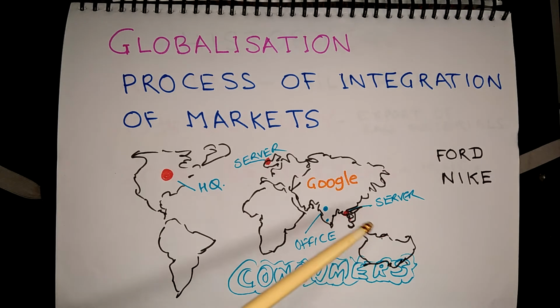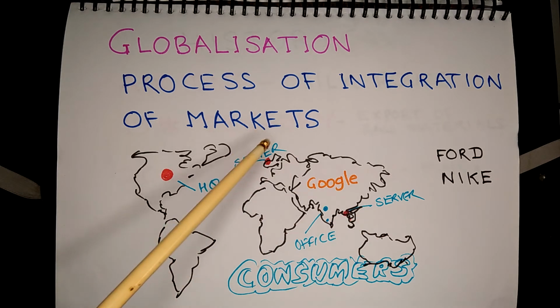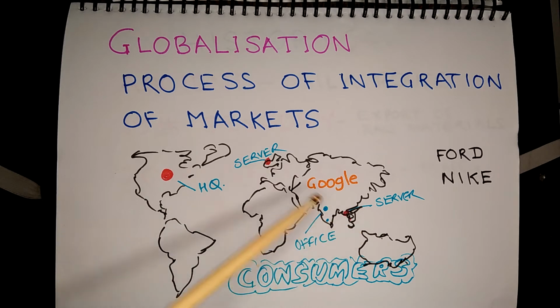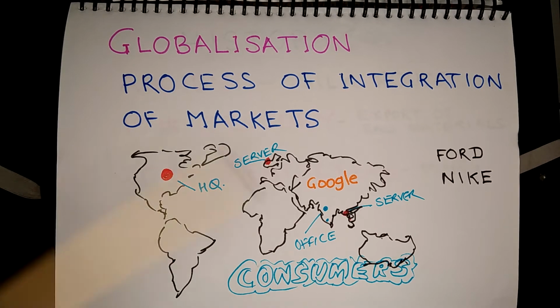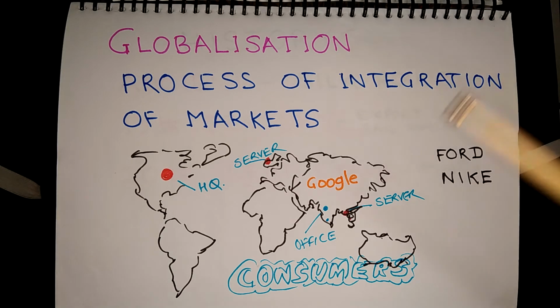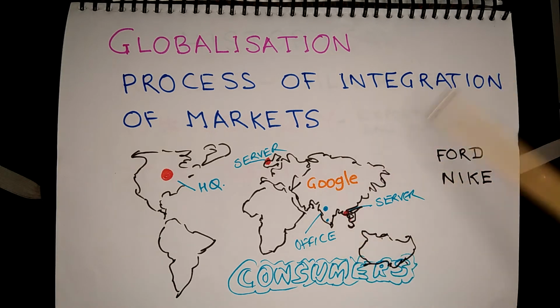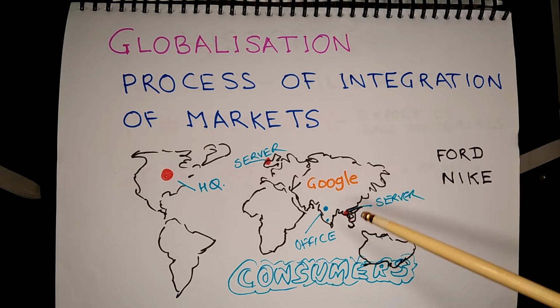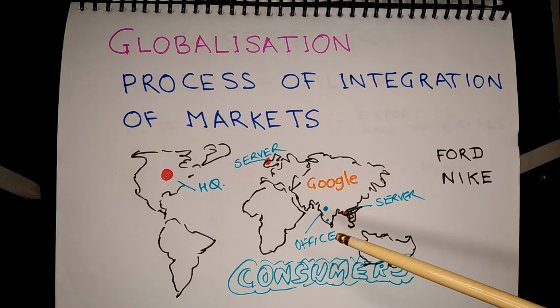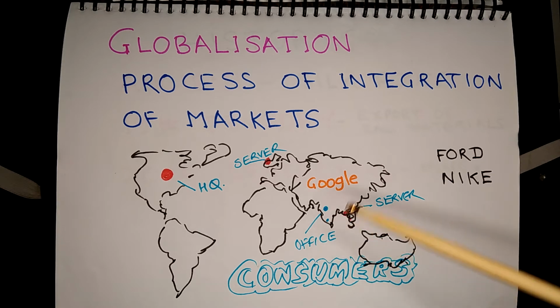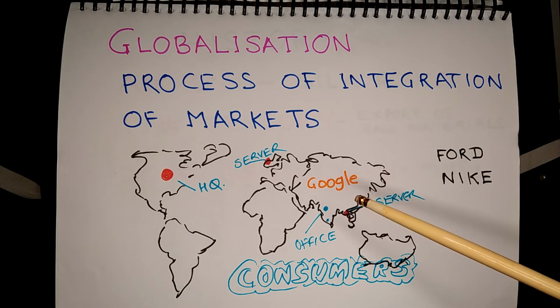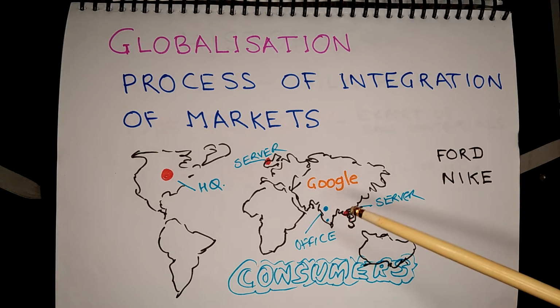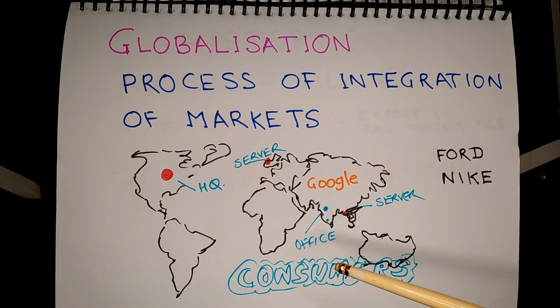For example, there can be a server in Singapore, there can be a server in Europe, in Latin America, and at many other places. Then Google has offices at several locations. For example, in case of India, there are two offices. There is one office at Gurgaon and another at Bangalore. And barring a few countries, Google has users or consumers from around the world. So the market for Google across the world is really integrated. So this is a very good example of a truly globalized company.